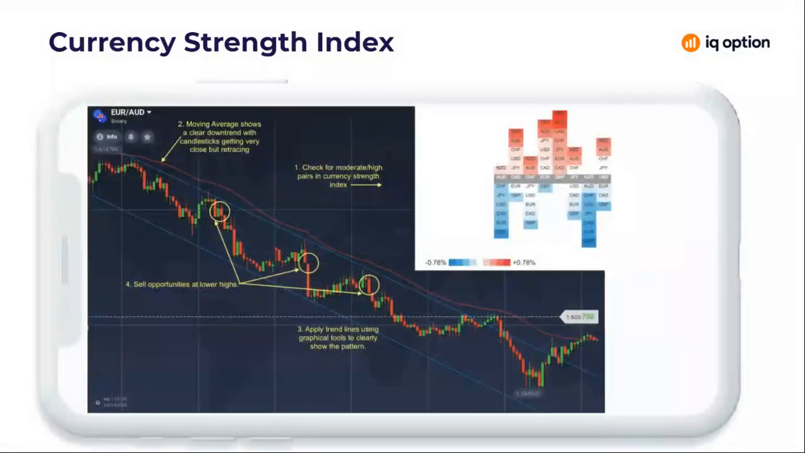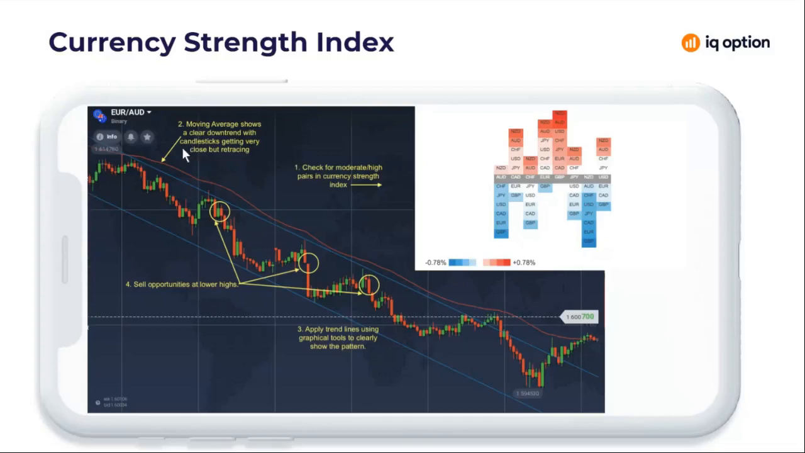There we go. Again, this is a full depiction of what we spoke about, what you should be looking into with a live example in regards to this. Number one, you open up the first step. You open up a currency strength index. Once you've opened up a currency strength index, look for moderate to high pairs in association to this. Your second point is moving average. You place your moving average and you should show a clear downtrend with candlesticks getting very close but retracing.